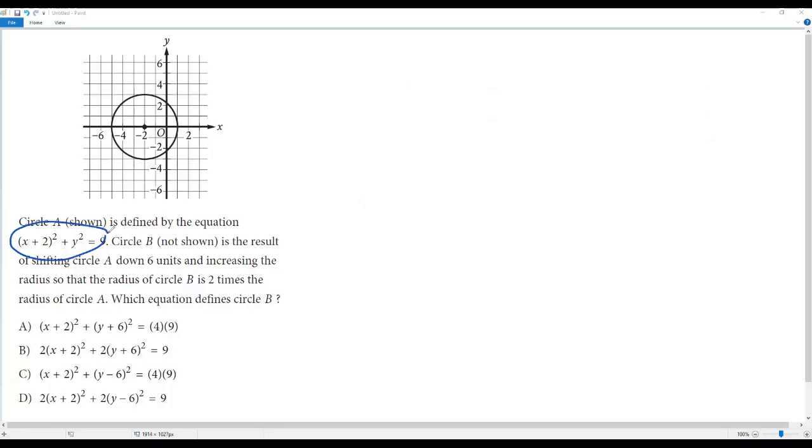Okay, here we have the equation of circle A. Let me write it: x squared plus y squared equals, we can write this 9 as 3 squared so that we can get the radius. So here the radius is 3. I mean, the radius of circle A is 3 units.